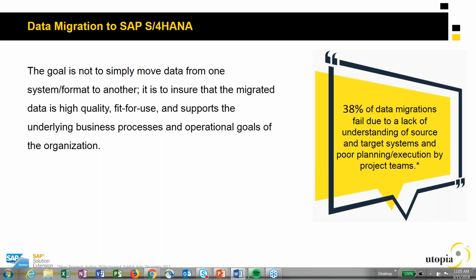As you can see on my slide, data migration is one of the biggest risks to a new system implementation. 38% of data migrations fail due to a lack of understanding of the source and target systems and/or poor planning and execution by the project teams. A failed data migration as part of your SAP S/4HANA implementation means you'll get decreased value of the powerful business platform because it's only as good as the data enabling it.